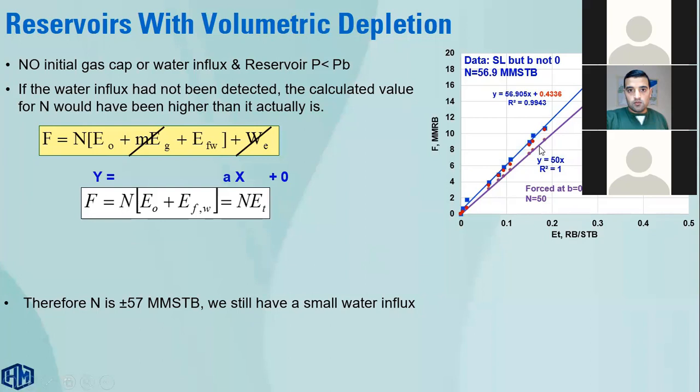But in reality, we have a small water aquifer, so this value of N will be higher than expected by this straight line. So N in this case will be more or less 57 million stock tank barrels because we have a small water aquifer.